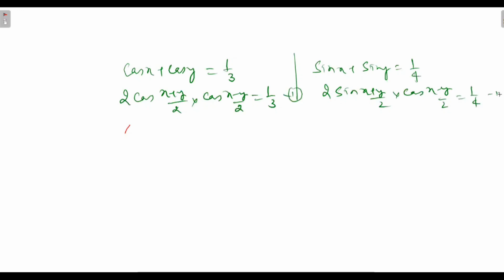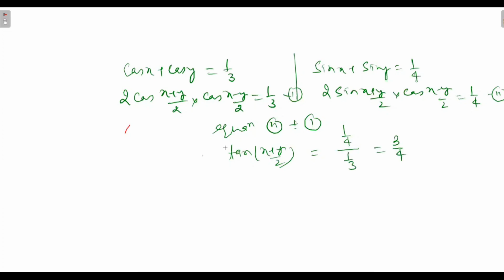Now if you divide this equation, like 2 by 1, so what do you get on the left hand side? The 2 cos (x-y)/2 will get cancelled out. What you get is tan (x+y)/2 equals 1 by 4 upon 1 by 3. So it's going to be 3 by 4. You got tan (x+y)/2. Now you can solve all of that, right?